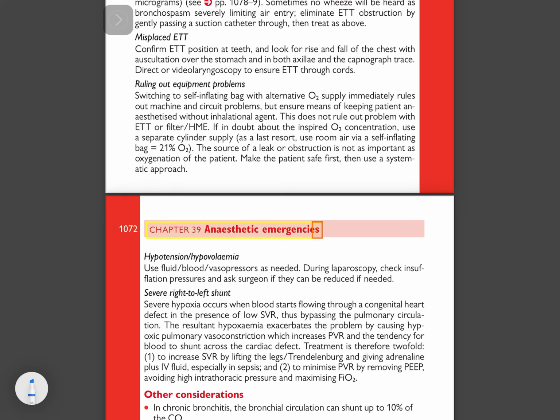Chapter 39, Anesthetic Emergencies. Hypotension, hypovolemia: use fluid, blood, vasopressors as needed. During laparoscopy, check insufflation pressures and ask the surgeon if they can be reduced if needed.